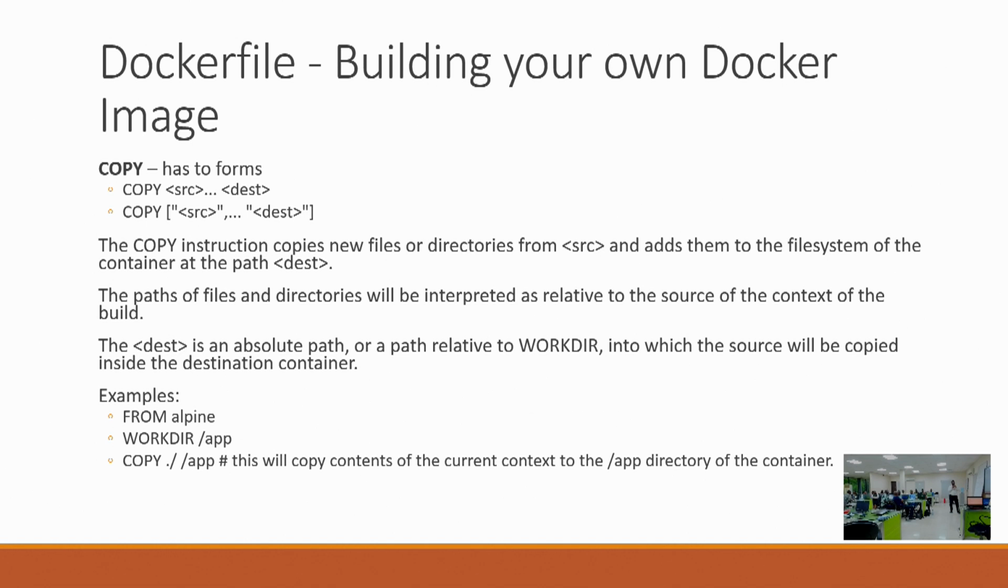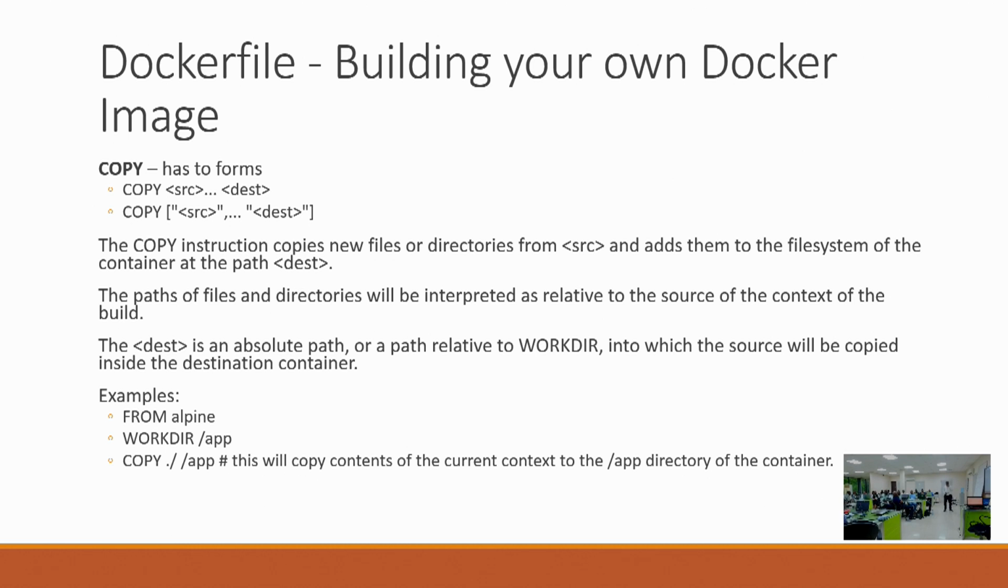The paths of the files and directories will be interpreted as relative to the context of the build. As I've said, your context is the current working directory you have specified for Docker to copy files from. So all the files you specify in your source will be relative to that directory. Most times you just put a dot, which means your current working directory.